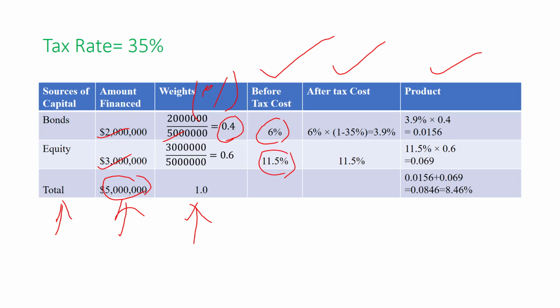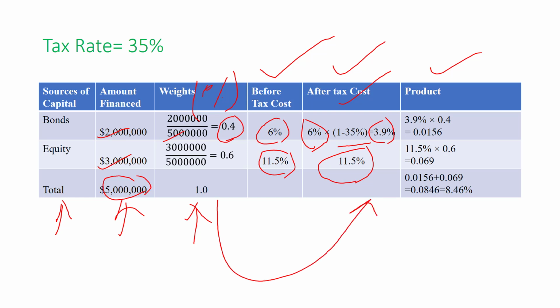Now we need to compute after tax cost. And how do you compute after tax cost for bond? You have to multiply before tax cost by 1 minus tax rate, and that gives us 3.9%. And for equity, it's the same as before tax cost. And now the product. Product means you multiply these weights with after tax cost.